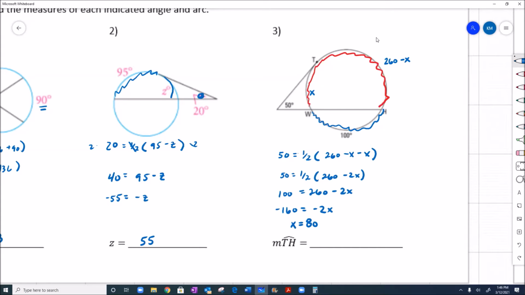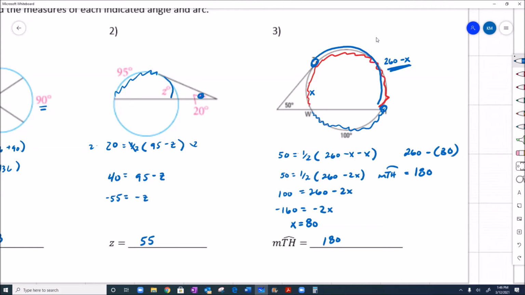Remember, they didn't ask us for x. We used x to label it. They're talking about the arc TH. It has to go from here to here. And so that one we labeled with 260, so 260 minus x should give us 180. So the measure of arc TH is 180 degrees.